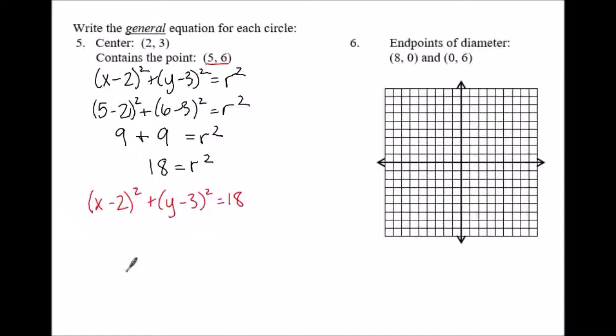Because it asks for the general equation, I'm going to go ahead and multiply these out. And I'm not going to show all of my work this time because I can do a little bit of this in my head. If I square x minus 2, I end up with x squared minus 4x plus 4.